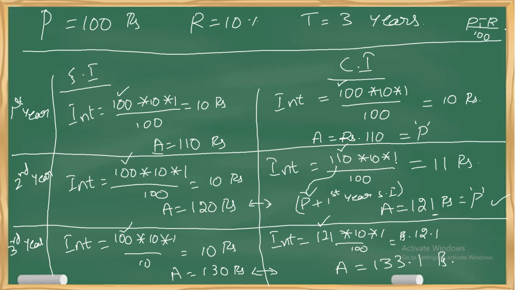But in an examination you cannot sit and solve compound interest problems using PTR by 100 for every year. I understand that. So for compound interest we have formulas for the amount directly, but for simple interest you don't have a formula for the amount directly. We have a formula for only simple interest, that is PTR by 100.